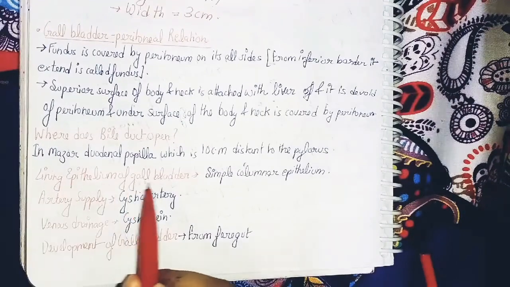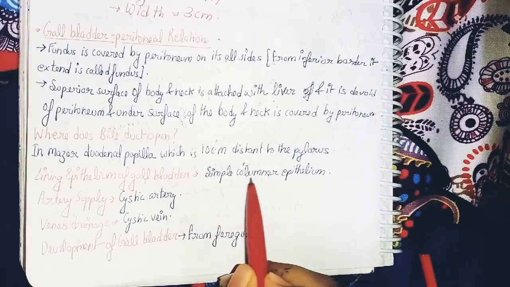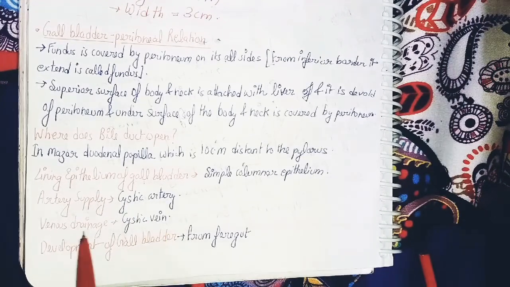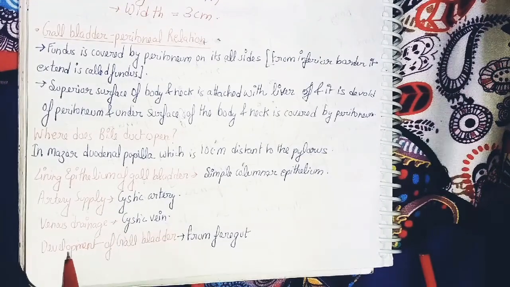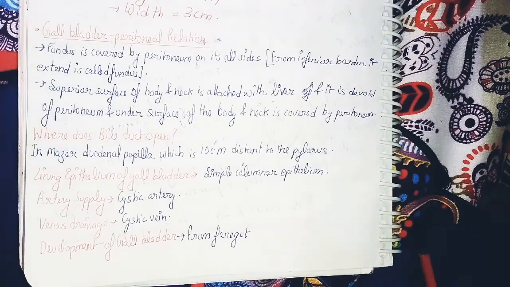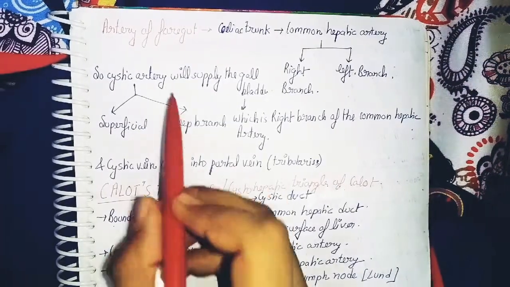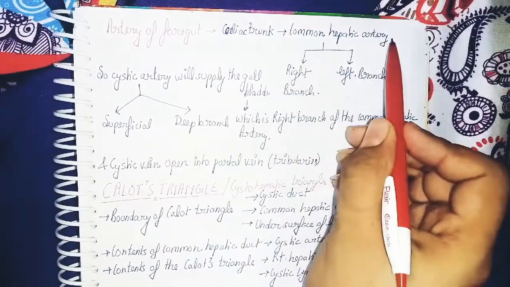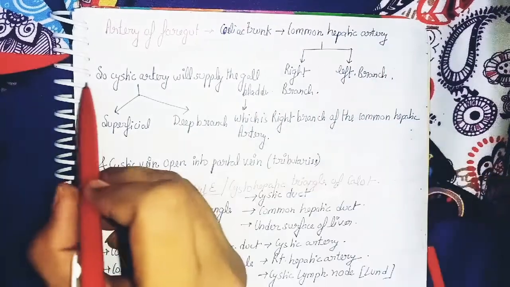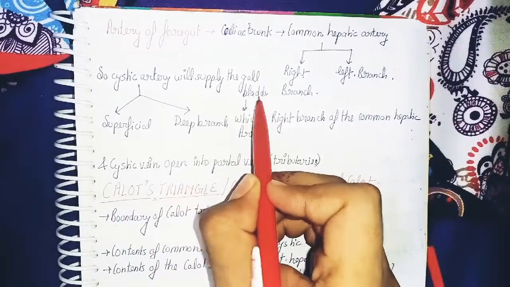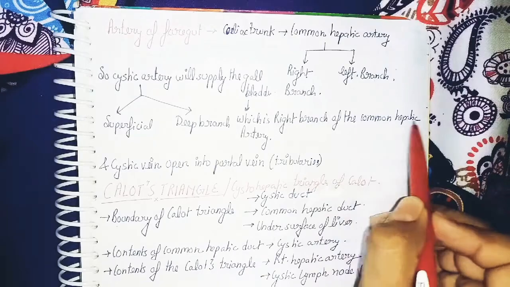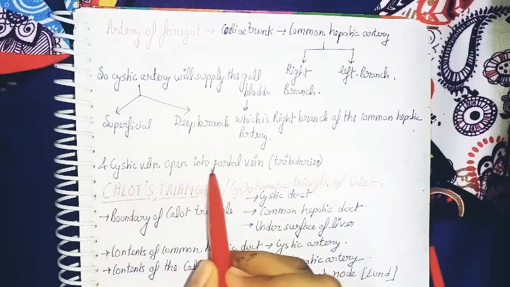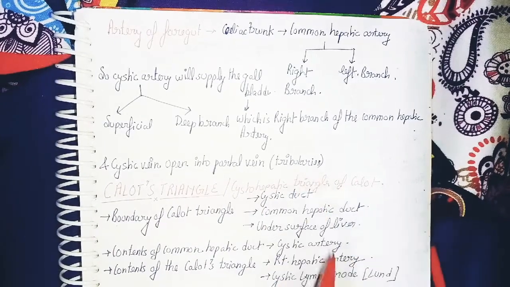Now what is the lining epithelium of the gallbladder? It is simple columnar epithelium. Arterial supply is by the cystic artery, venous drainage by the cystic vein, and the gallbladder develops from the foregut. The artery of the foregut is the celiac trunk, which forms the common hepatic artery, with right and left branches. So the cystic artery, which supplies the gallbladder, is a branch of the right hepatic artery. It has superficial and deep branches. The cystic vein opens into the portal vein, which is its tributary.